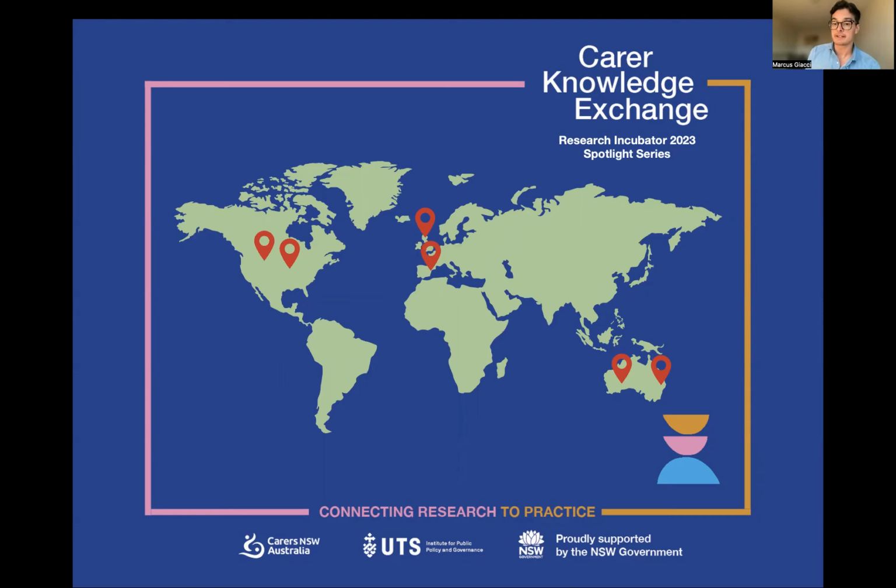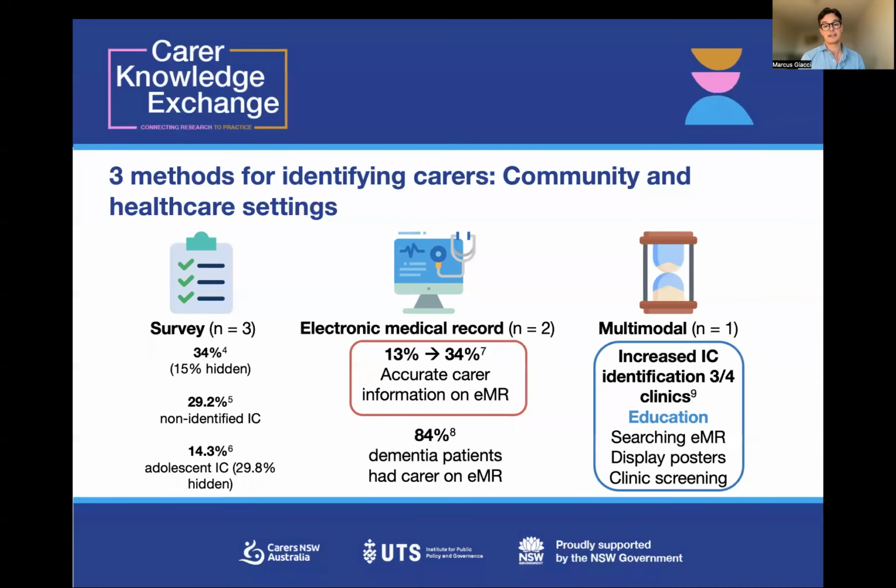So criteria may have been taken from the Royal College of GPs in Scotland, the New South Wales Carers Recognition Act, or using very specific survey criteria or assessment of electronic medical records. So there were 3 main methods of carer identification. Surveys were mainly used to identify carers in the community, whereas electronic medical records and multimodal intervention-based approaches were used to identify carers in the medical setting. So we found that all methods improved informal carer identification.